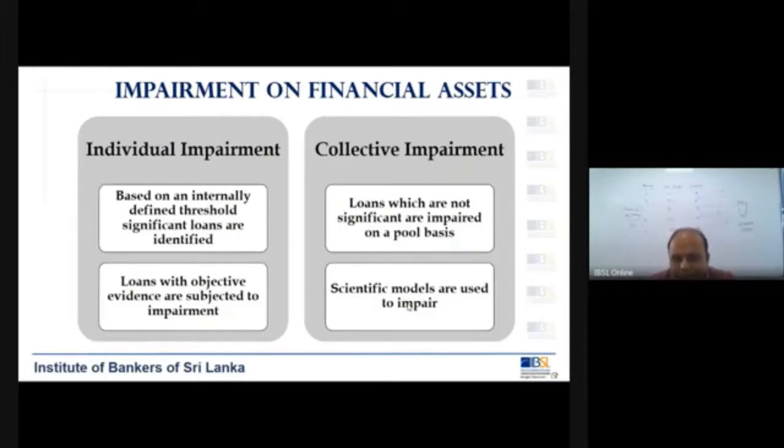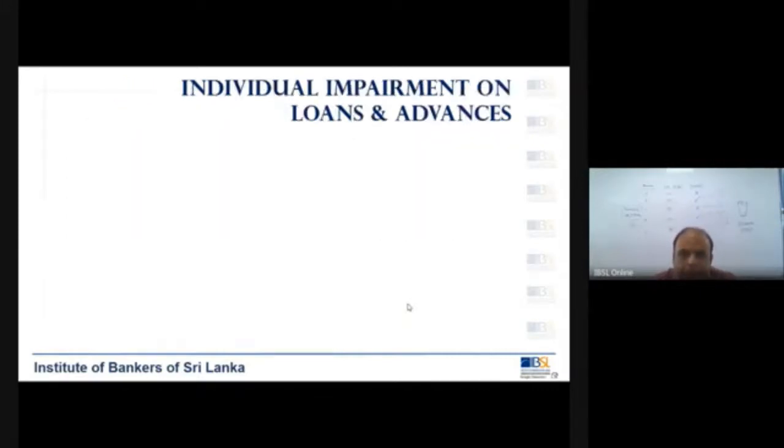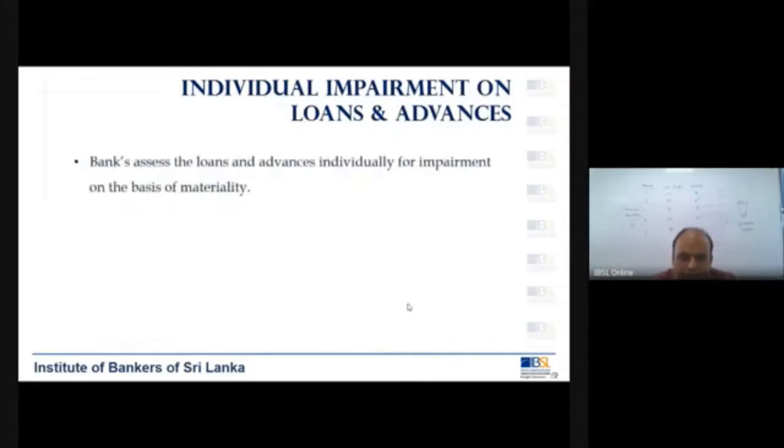And then collective impairment, of course, is somewhat a complex topic, which we are not going to go into in detail, but whatever is necessary for the examination, I will cover so that you can answer the examination question. Okay, right. Then individual impairment on loans and advances.